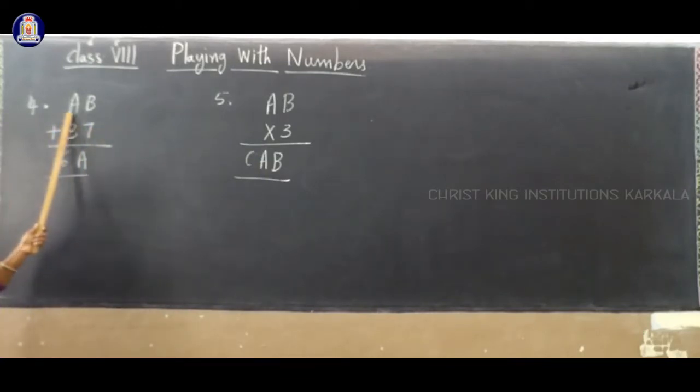Find the value of the letter A and B. Here two letters are there. One is A and another letter is B. The value you have to find out.